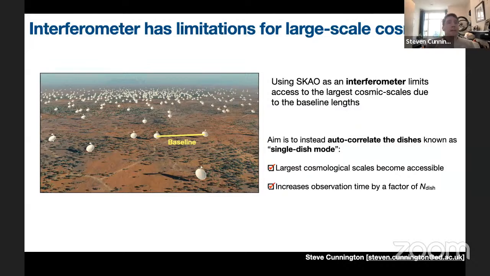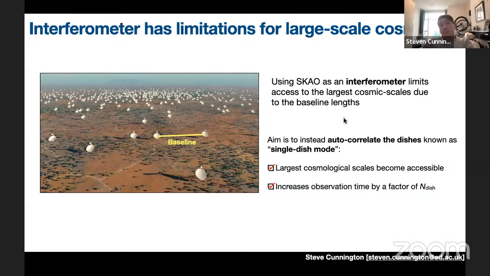So obviously Meerkat is an array of dishes, 64 dishes, and the SKA will be many dishes as well. And the reason it's an array is obviously because it's going to primarily operate as an interferometer. The problem for us as large-scale structure cosmologists is this can have certain limitations. And that's just because the SKA or Meerkat's design is such that the baselines aren't sufficiently small enough. In other words, all these dishes aren't tightly packed enough to give us the field of view that we require to access cosmological scales. So things like the BAO scale and beyond, which is really what we're interested in.